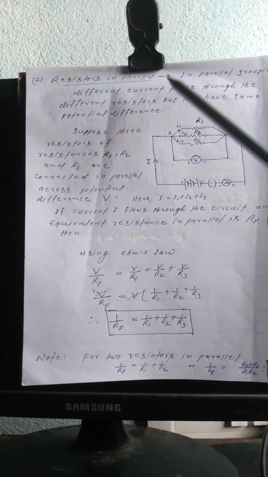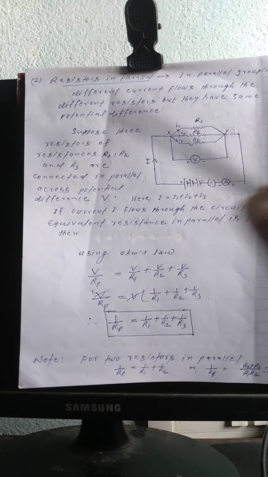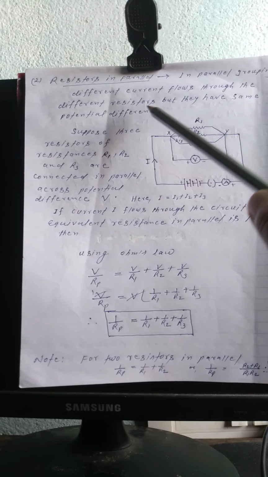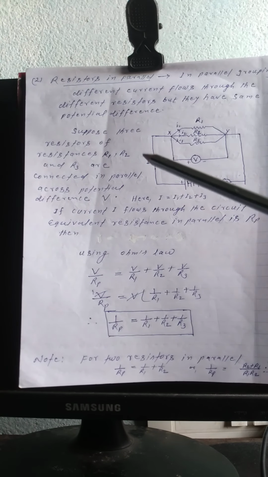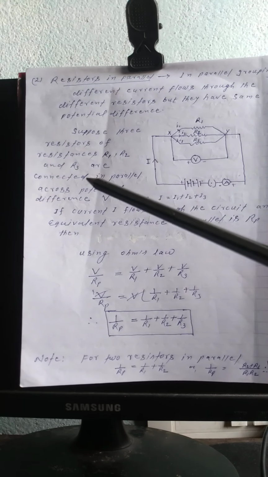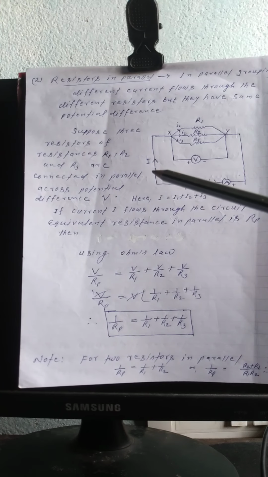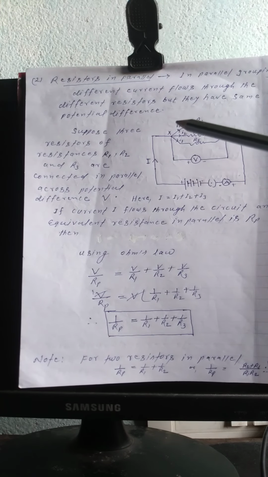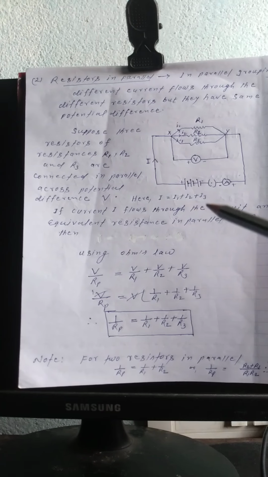Now resistors in parallel. In parallel grouping, different current flows through the different resistors, but they have the same potential difference. Suppose three resistors of resistances R1, R2 and R3 are connected in parallel across potential difference V. Here current I is divided into three parts, I1, I2 and I3: I1 through resistance R1, I2 through R2 and I3 through R3. So I is equal to I1 plus I2 plus I3.